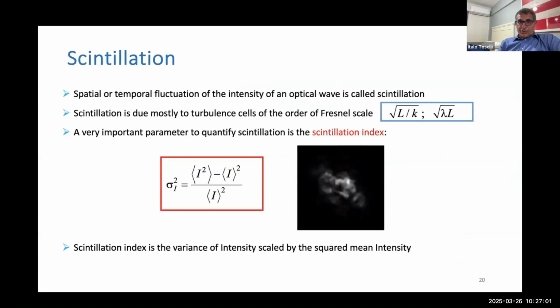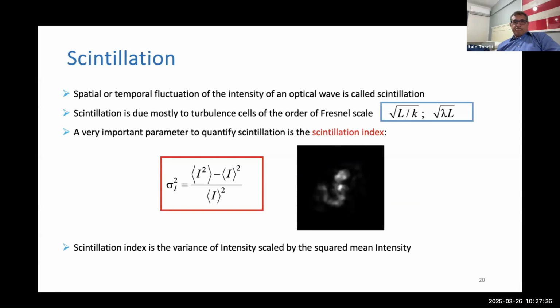Scintillation. What is scintillation? Scintillation is the spatial-temporal fluctuation of intensity, okay? Here we are at the pupil plane. It is basically the variance of intensity scaled by the square of the mean intensity; mathematically, this is the formula. Scintillation is affected most by turbulence cells of the Fresnel scale, which is given by square root of L over k, or square root of lambda L, depending on how you prefer to express it, okay?